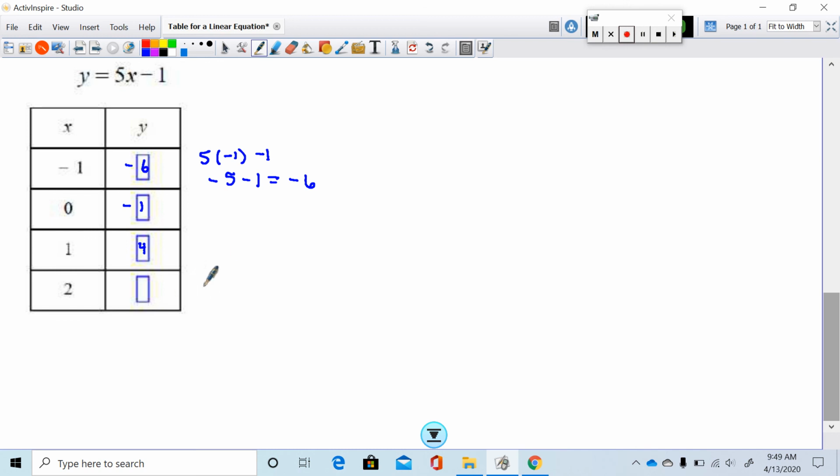This next one, 5 times 2 minus 1. So 10 minus 1 is 9.